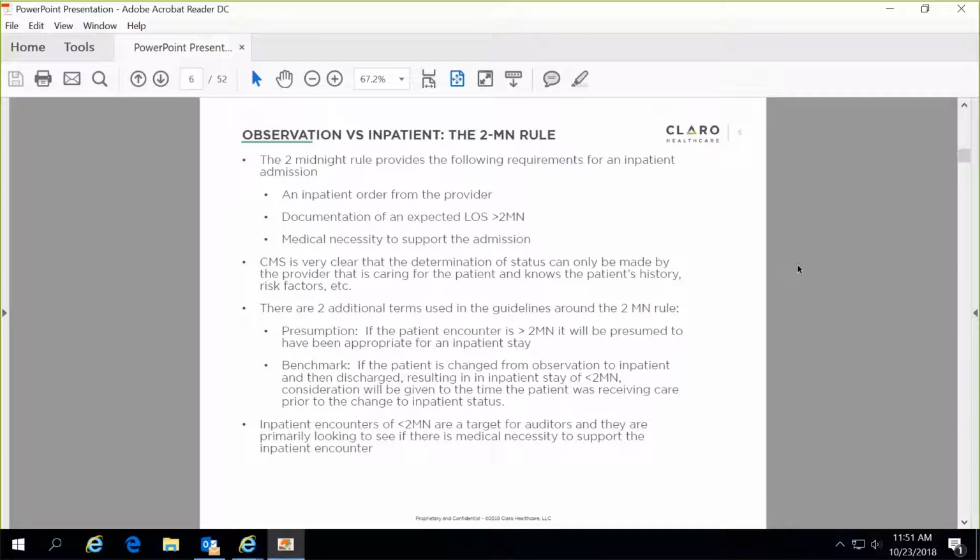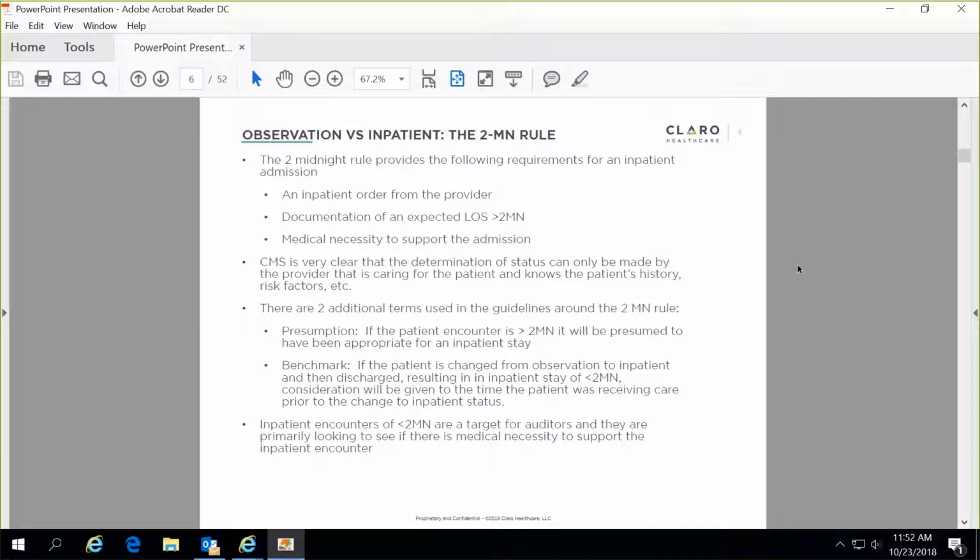So they have a presumption that this would be an inpatient admission, because observation really should take place 24 to 48 hours, really 36. You're observing that patient, and after that, then why are they still here? Are they inpatient? Is something going on that they should be inpatient?